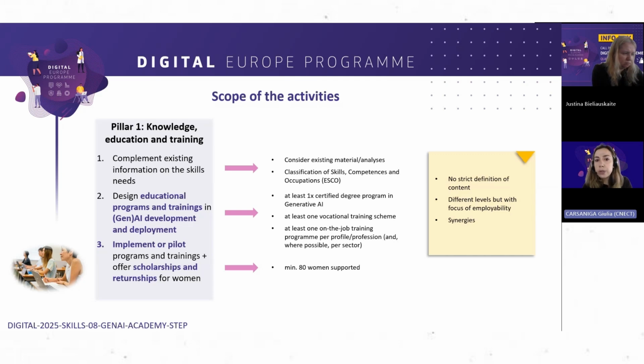Pillar 1 also includes, as a second subsection, the design of, on the one hand, higher education curricula. And here there should be at least one certified degree program in generative AI. I think it's a recommended master program. We have also the need to design curricula that can be adopted by technical education and vocational training institutions. And here there is the need for at least one vocational training scheme to be delivered.